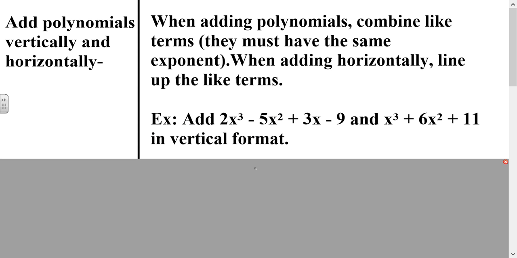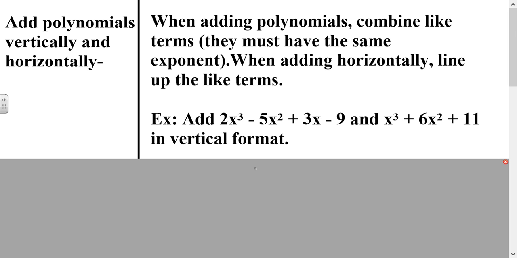You can add polynomials either vertically or horizontally, but when you're adding, you have to combine the like terms. And to be considered like terms, they have to have the same variable and the same exponent. Now, when you're adding horizontally, you want to make sure that you line up the like terms.